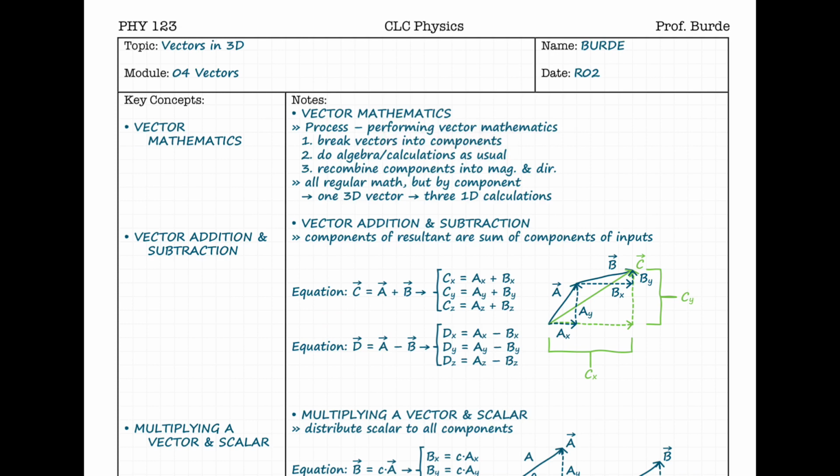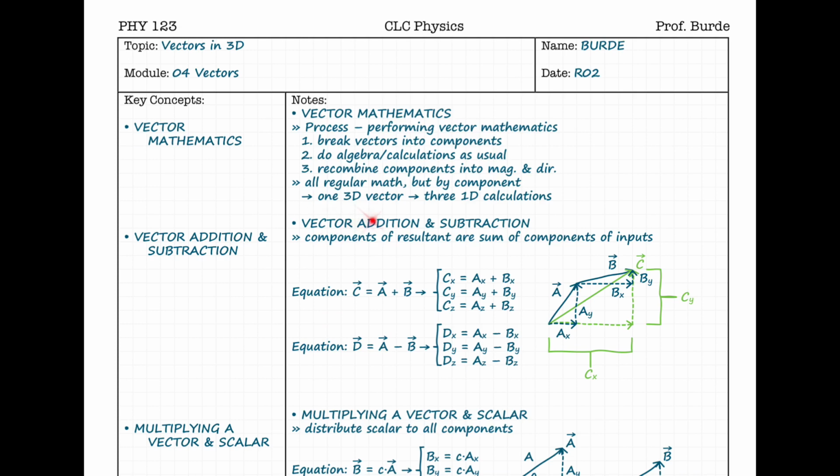Once you have your components, you're going to do all of your algebra, all of your calculations as usual by component, by direction, for how many dimensions of motion you have. Once you've completed all those calculations, you can recombine the components to find the magnitude and direction of the overall vector. So one three-dimensional vector becomes three one-dimensional calculations, and we know how to do these one-dimensional calculations.